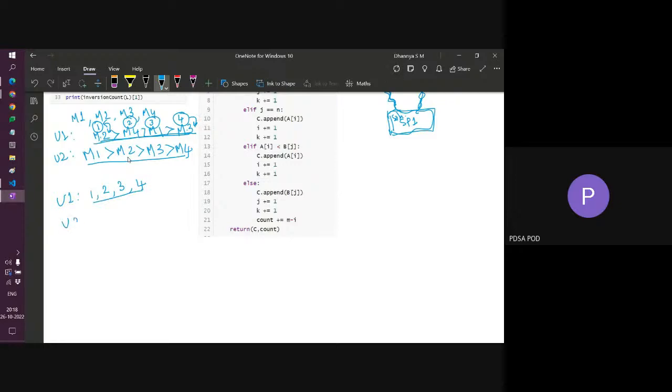Now if you see U2, what is M1 here? M1 is 3, right? This is what you have here, no?